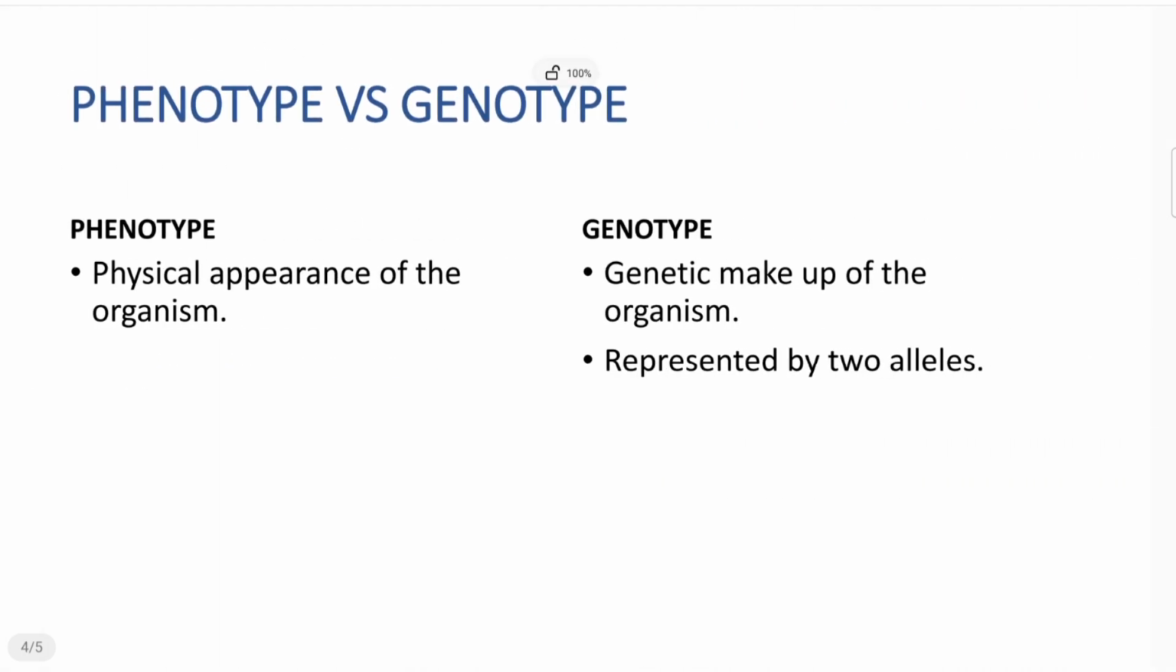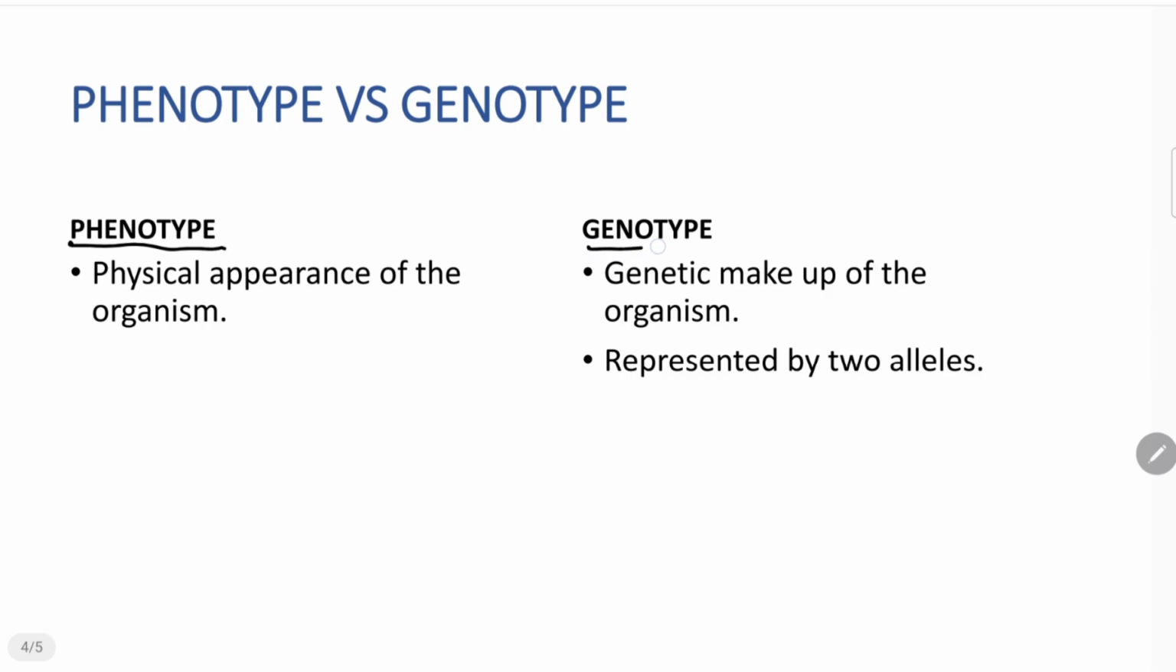Now we come to phenotype and genotype. What is a phenotype? The phenotype is the physical appearance of an organism. This simply tells us that a phenotype is what you are going to be able to see. When you look at this particular organism, what do you see? And what you see is what we describe as the phenotype, that is the physical appearance.